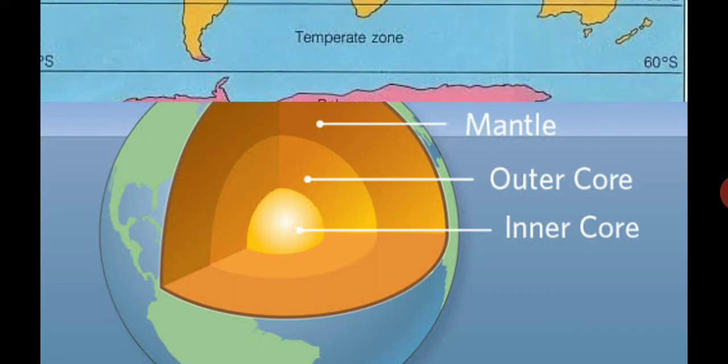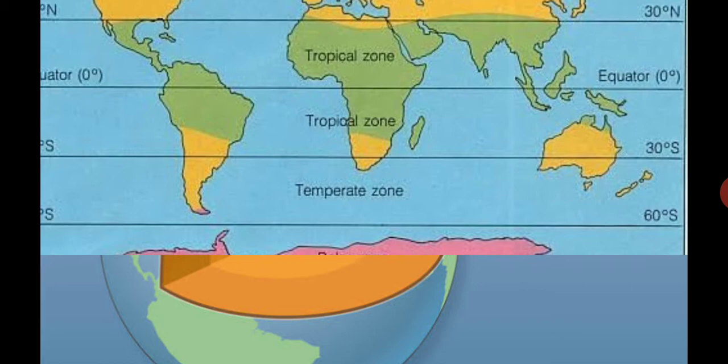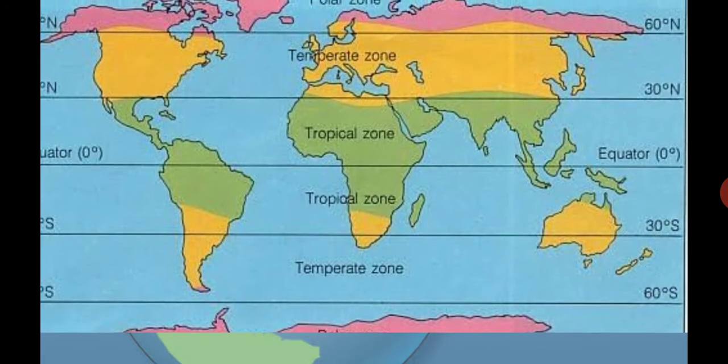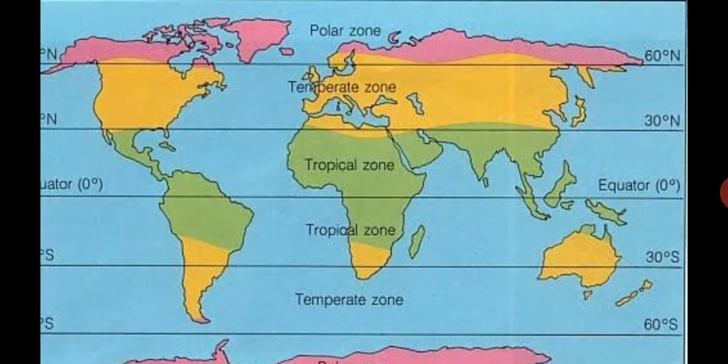Okay, see the partition which we have done, the world partition. The tropical zone is in the center, near the equator, and the temperate zone is a little bit far from the equator, and the polar zone is completely extreme north and south, as I told you. Whenever we mention a place, we have to mention, for example, 30 degrees north or 30 degrees south, then only it will be clear for others.